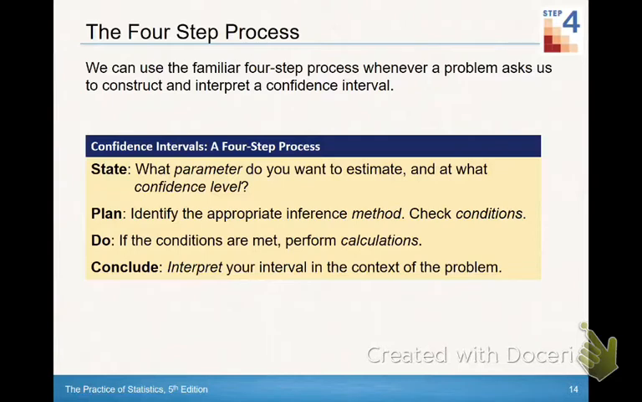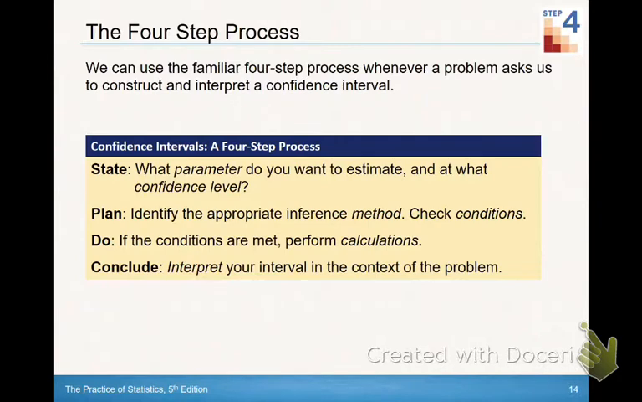So when a problem asks us to construct and interpret a confidence interval, we're going to do four things: state, plan, do, then conclude. And you can think of it as statistics, problems, demand, consistency. And that's really going to help us get good grades on the AP test. We're going to use this for the next thing that we learn as well.